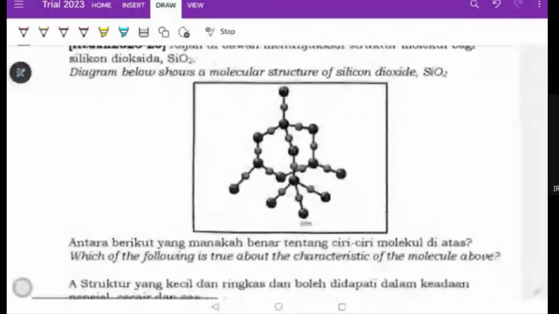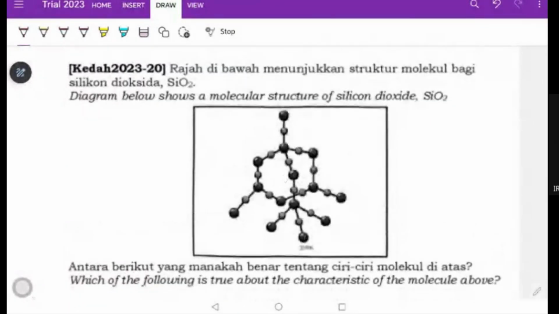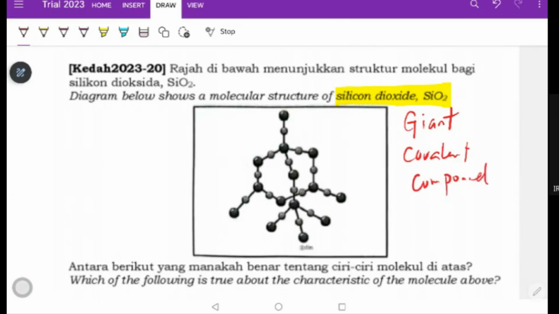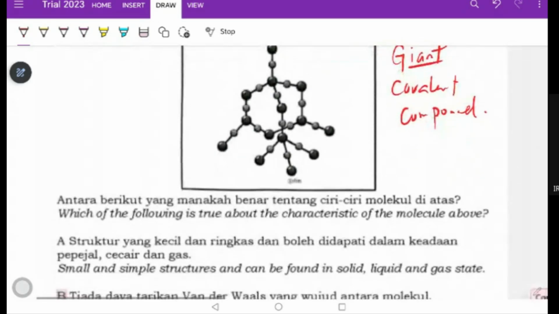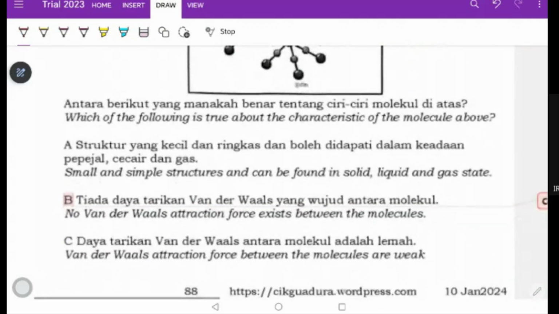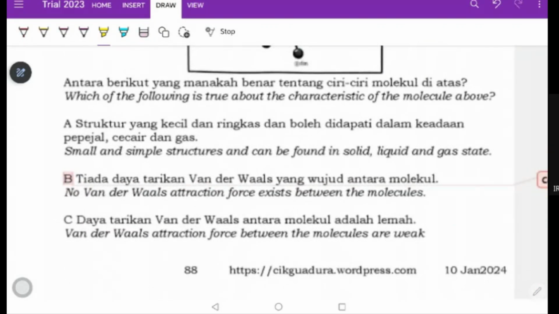So in the coming exam, if this kind of question comes out, you must know how to answer. Silicon dioxide is called what, class? It's under covalent, under giant covalent compound. Which of the following is true about this molecule? Small and simple structure? No, it's a giant one, a complex one.